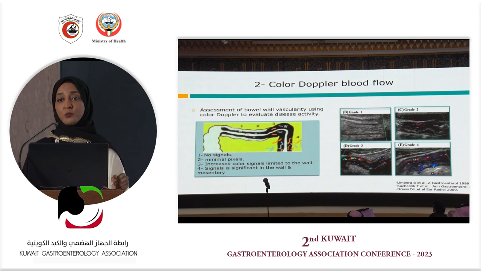Checking for inflammation, within the same probe, we just check for the vascularity. We're relying on the Limberg score grade that has been published in 1999, and the score is scaling from 1 to 4. If it's 1, that means just only bowel wall thickening without any pixels of inflammation. 2 is minimal, 3 is just within the bowel wall, and if it's crossing all the way to the mesentery, that means we're dealing with stage 4.